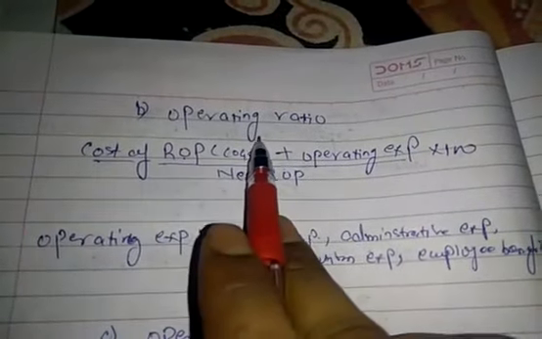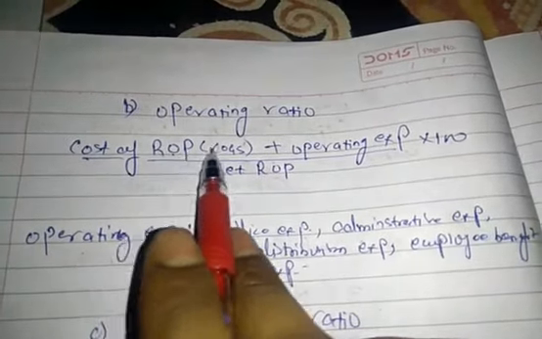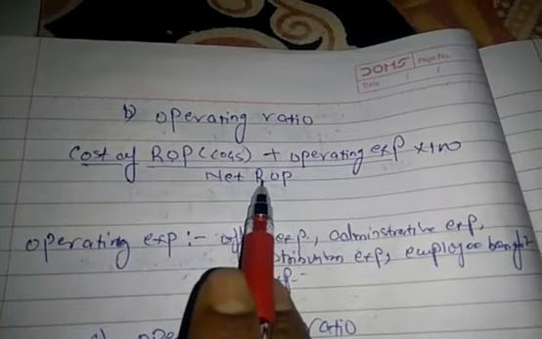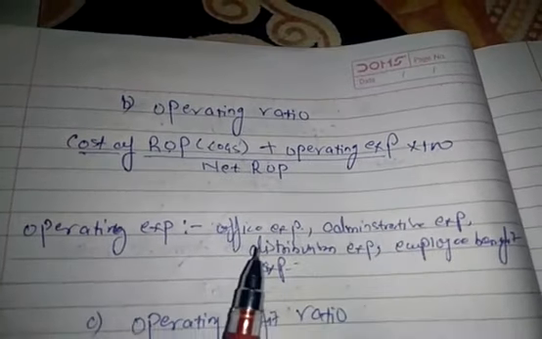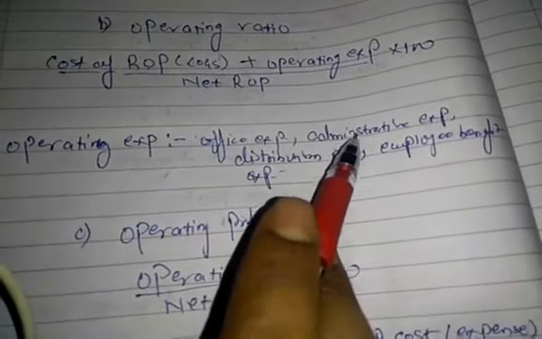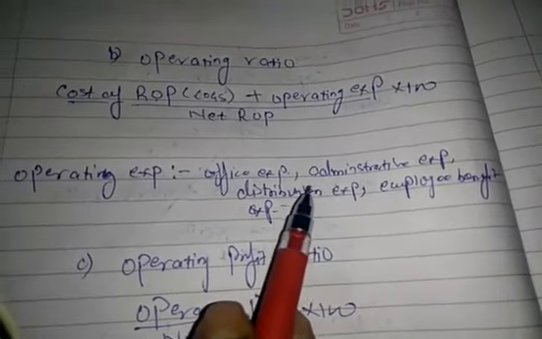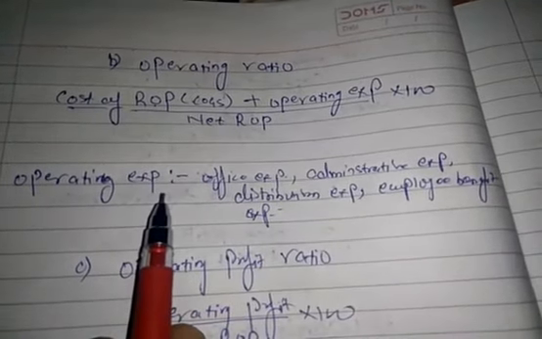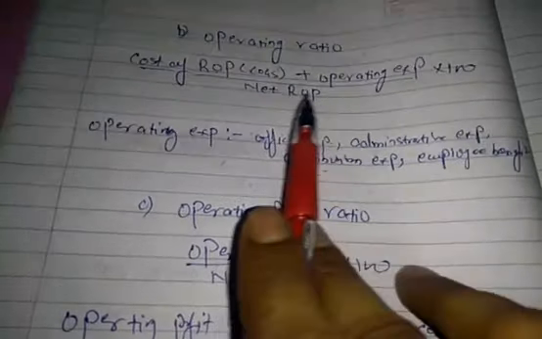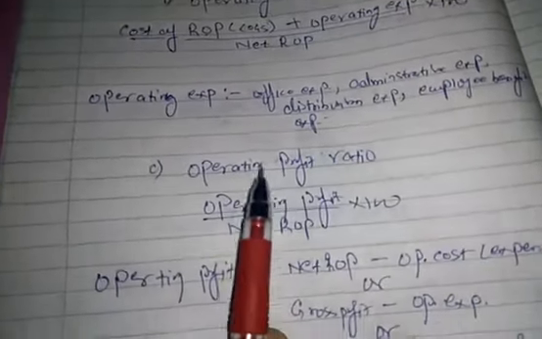Now the next ratio is the operating ratio. The formula of operating ratio is cost of sales plus operating expense divided by net sales into 100. What are the operating expenses? The operating expenses are office expense, administration expense, distribution expense, employee benefit expense, bad debt, discount, all are operating expenses. So cost of sales plus operating expense by net sales into 100.